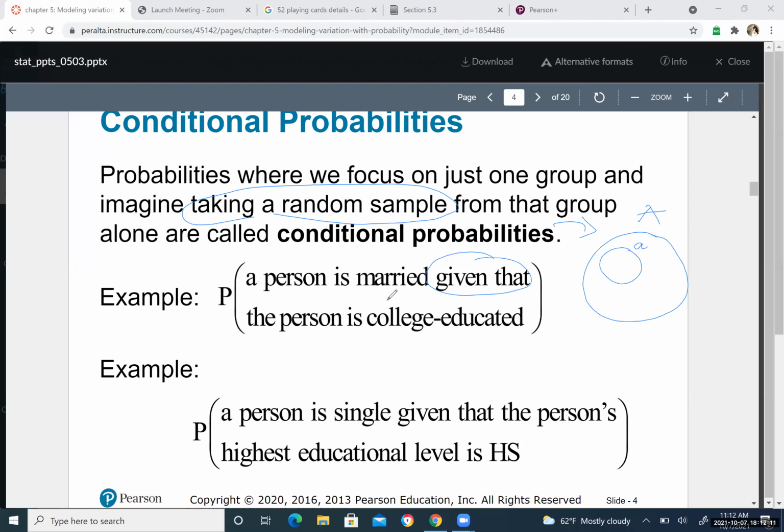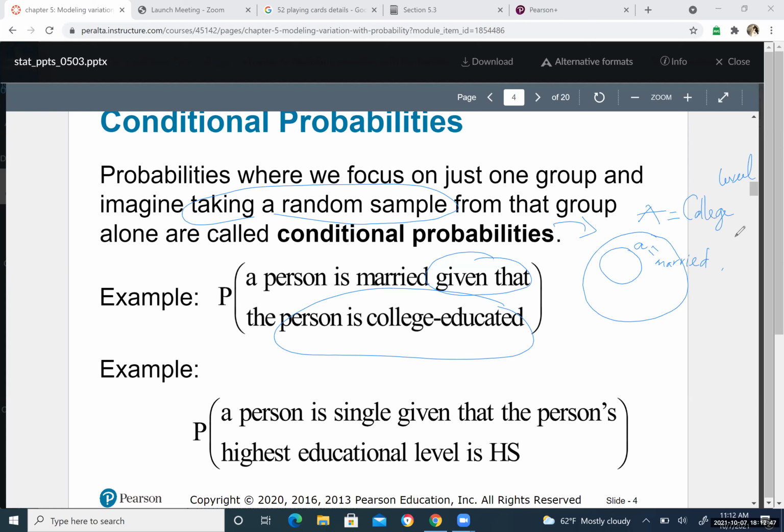So the big group A will be the person is college educated, okay? College level. So that big group A. And the small a will be a person is married. So that is the example describing like that.